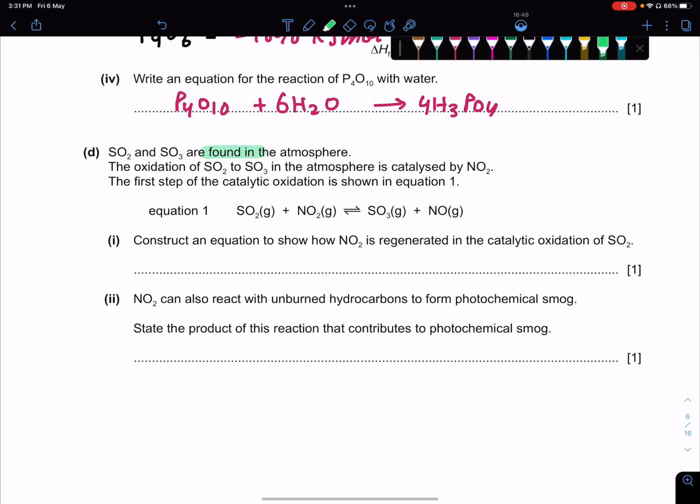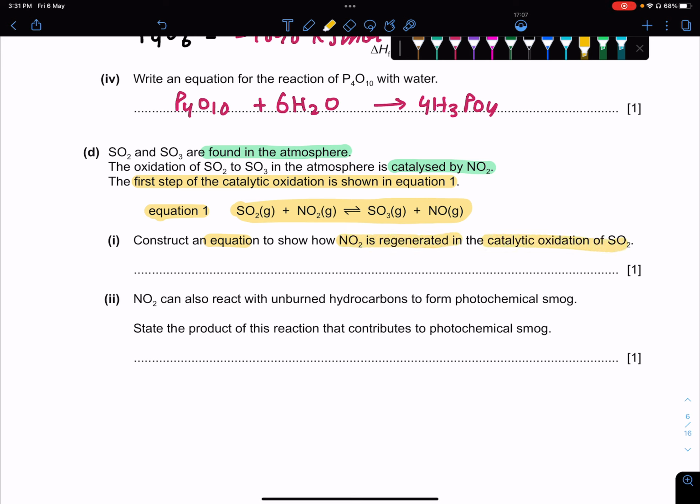SO2 and SO3 are found in the atmosphere. The oxidation of SO2 to SO3 in the atmosphere is catalyzed by NO2. Okay, you should know that yourself too. The first step of catalytic oxidation is shown. Okay, this is equation 1, and this is the catalytic reaction that is shown. Construct an equation to show how NO2 is regenerated in the catalytic oxidation.